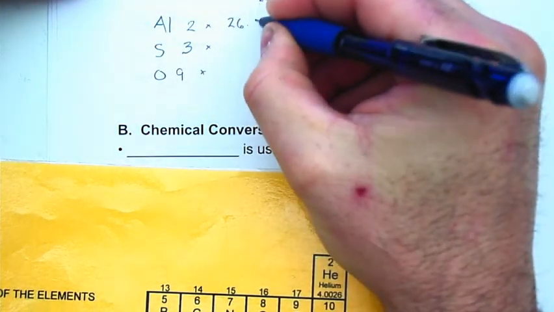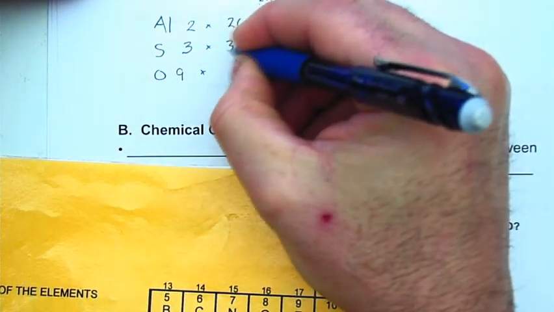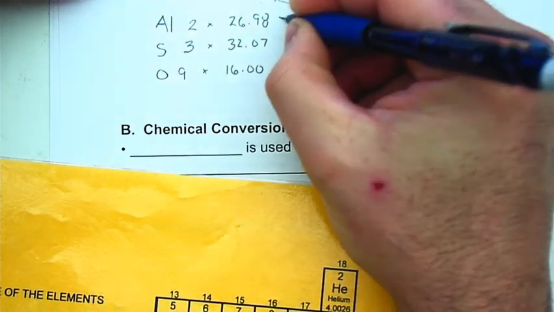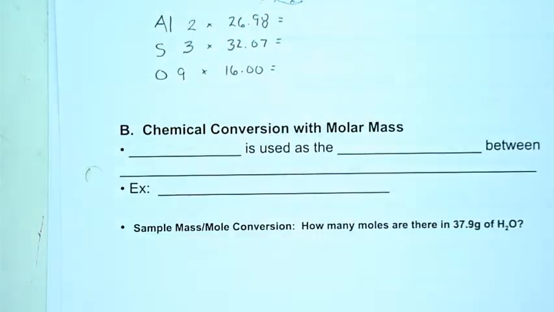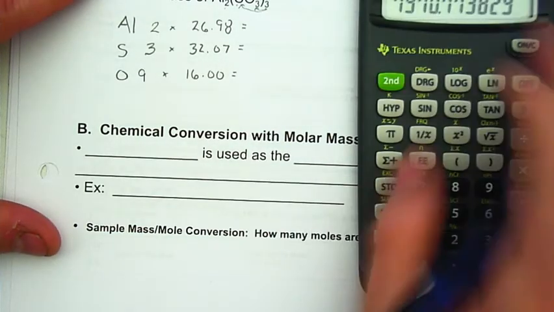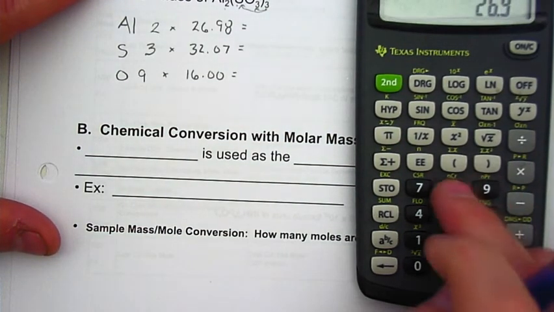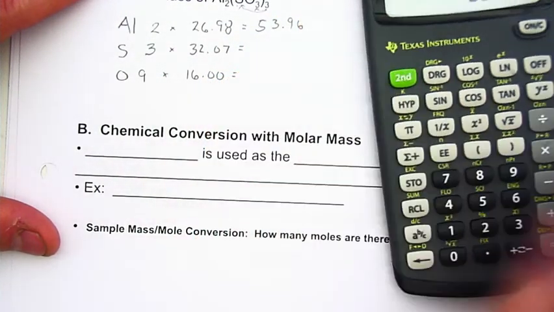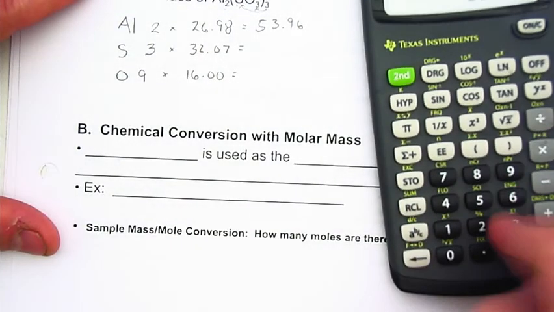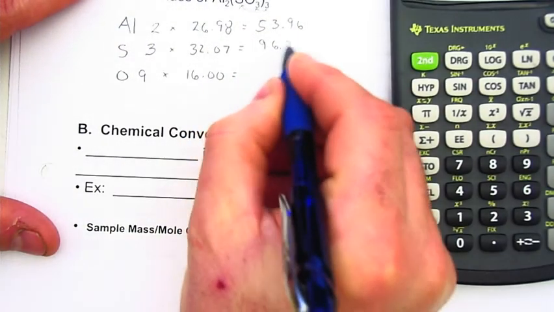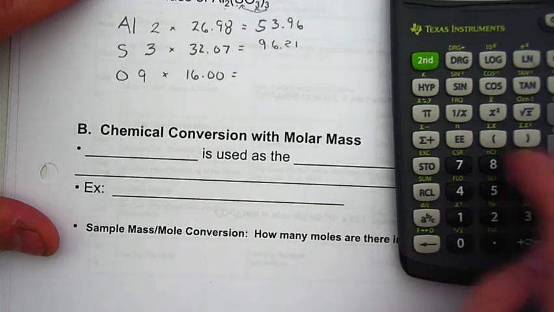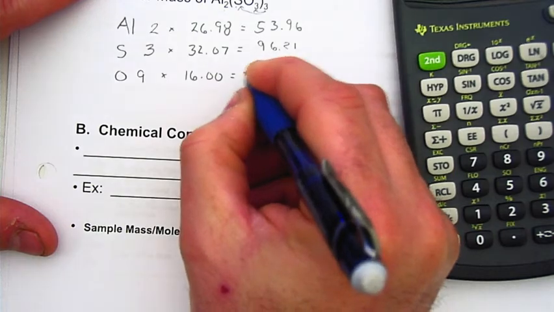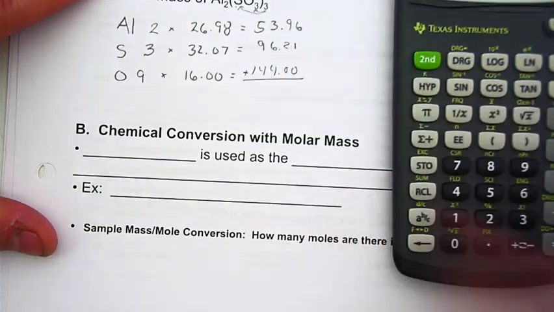So aluminum is 26.98, sulfur is 32.07, and oxygen is 16. We multiply those numbers out. This time the calculator would come in handy. We have 26.98 times 2, which is 53.96. 32.07 times 3 equals 96.21. And 9 times 16 equals 144.00.